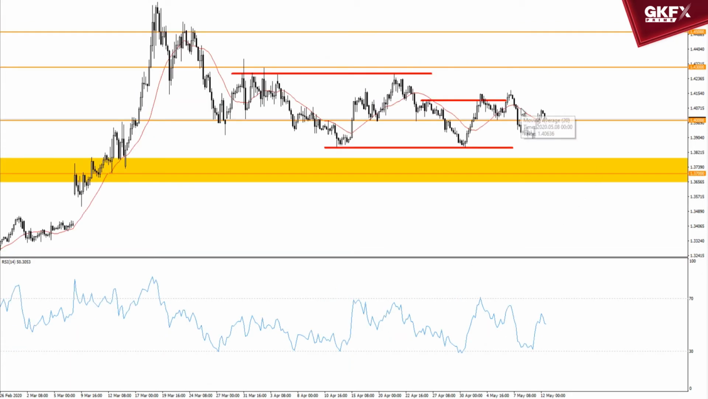Here's dollar CAD, also kind of range bound. This is the peak, the interim peak to contend with, but we're still holding through these lows through here. A tricky market to trade in my view.